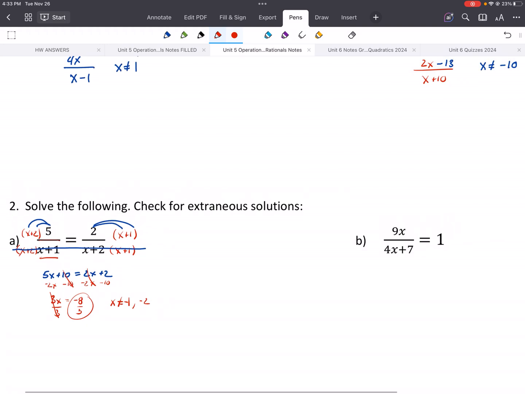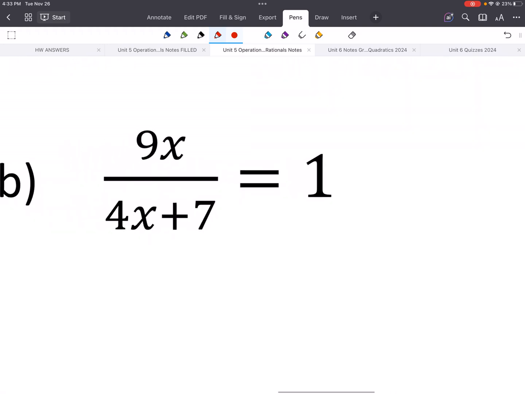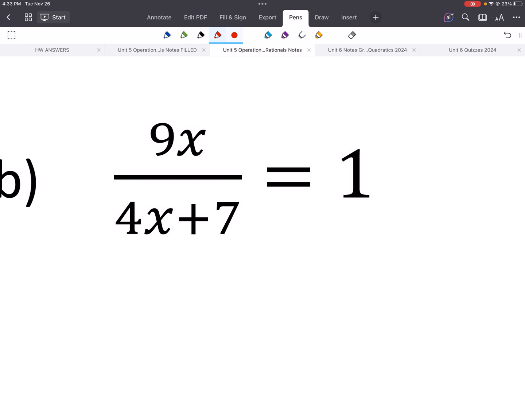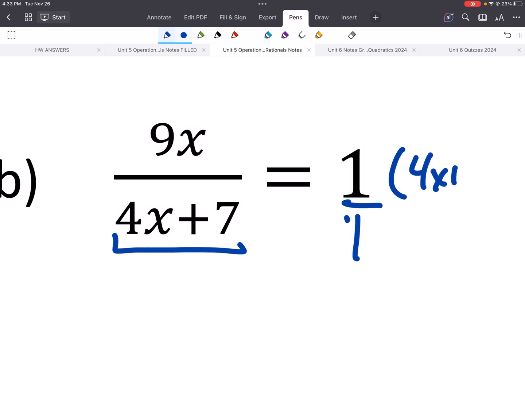All right, last example. Again, we need a common denominator. This has a denominator of that, but the right side doesn't have that. So we can multiply top and bottom by 4x plus 7.